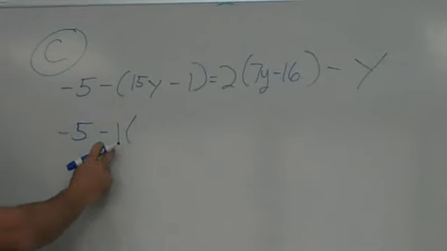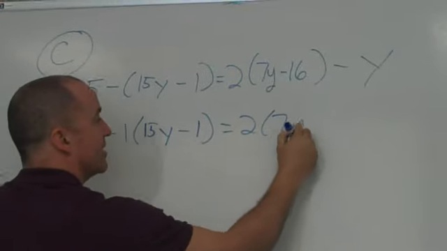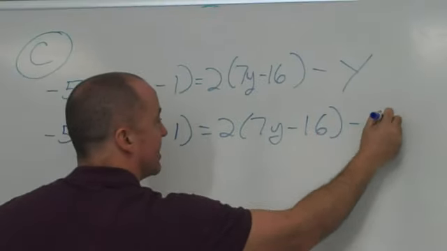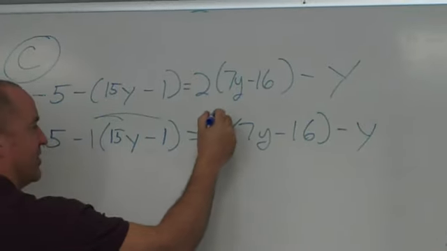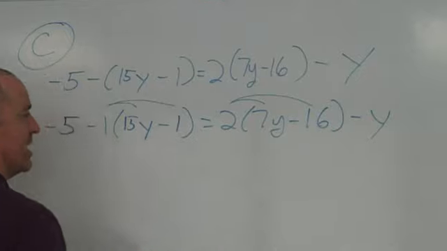Equals 2 times (7y minus 16) minus y. So I will distribute the negative 1, multiplying it by each of these. I'll distribute the 2, multiplying it by each of these.